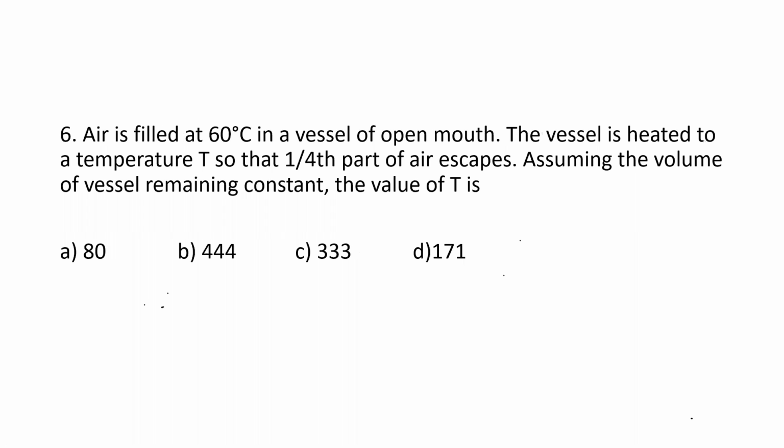Next question. Air is filled at 60 degrees Celsius in a vessel of open mouth. The vessel is heated to a temperature T, so that 1/4 part of air escapes. Assuming the volume of vessel remaining constant, the value of T is? So in a vessel, the air is filled at 60 degrees Celsius. When the vessel is heated to a temperature T, 1/4 part of the air escapes out. Means when you start heating it, 1/4 part of the air escapes out.